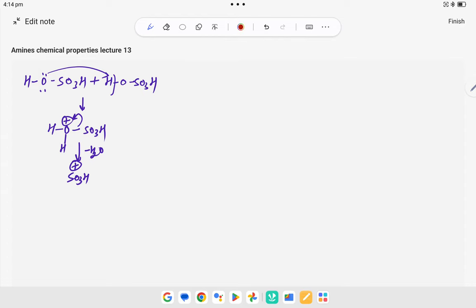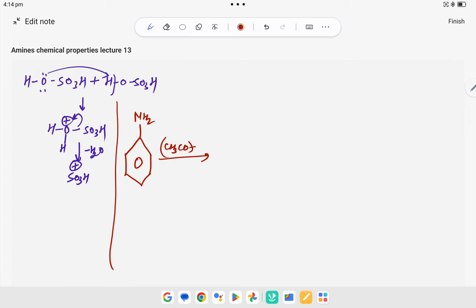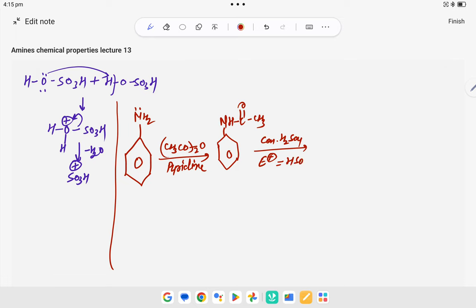So check the reaction. Here then (CH3CO)2O in the presence of pyridine, what happened? NHCOCH3, then concentrated H2SO4, from here electrophile generated, HSO3 positive, then that electrophile attach on the para position. Why not ortho position? Because of steric hindrance.